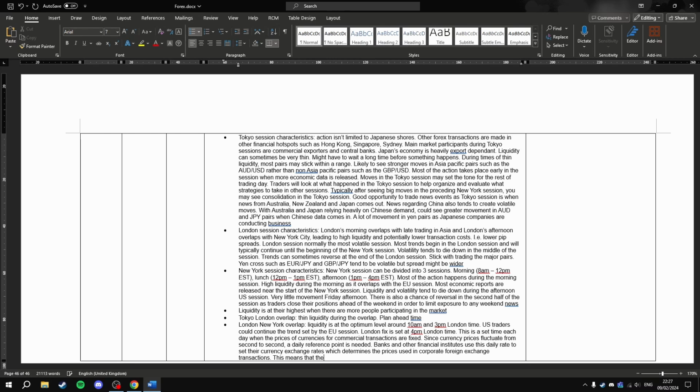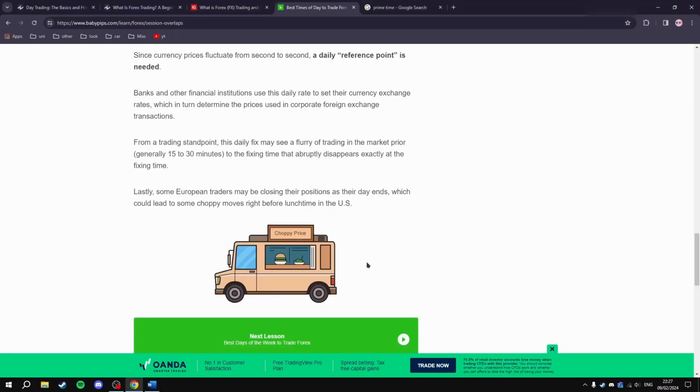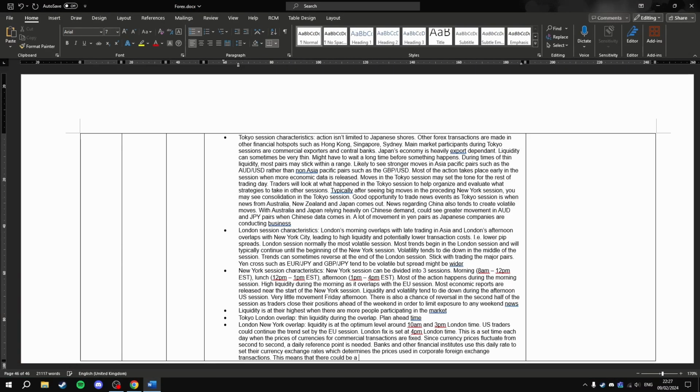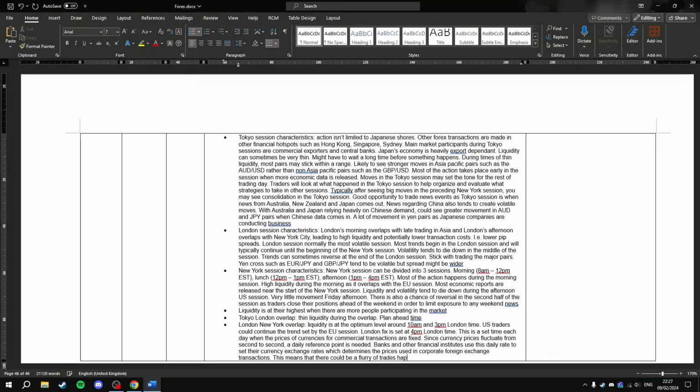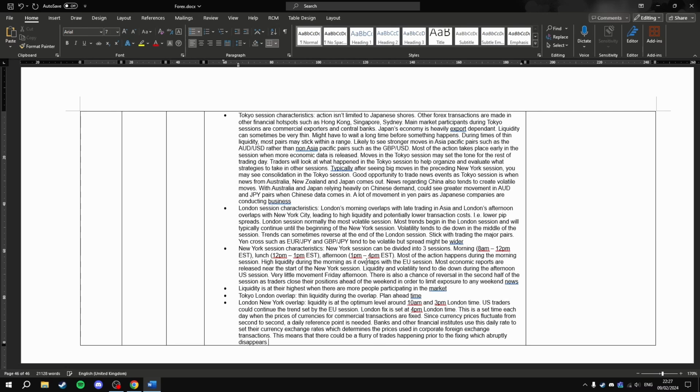Means that there may be a flurry of trades happening prior to the fixing, which abruptly disappears exactly at the fixing time.